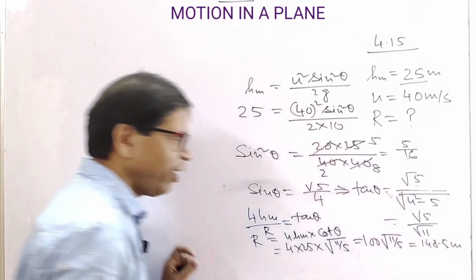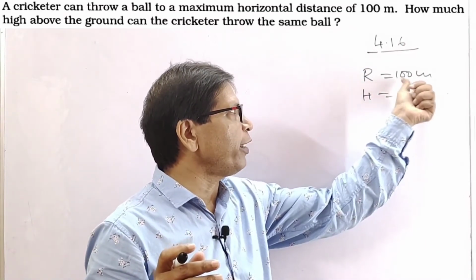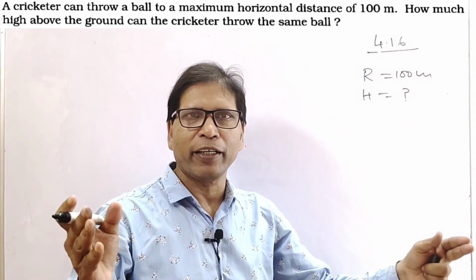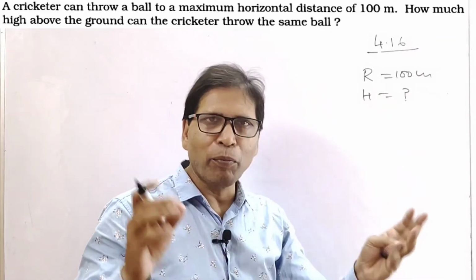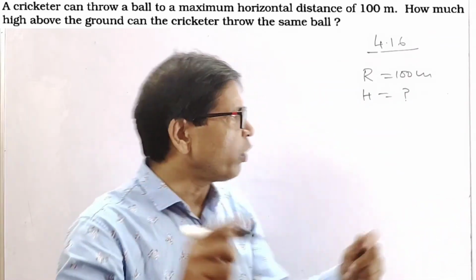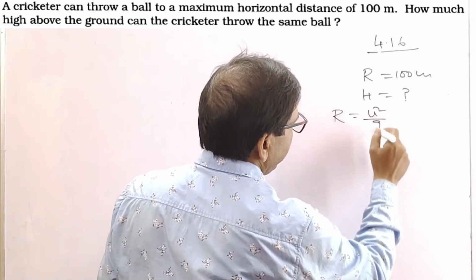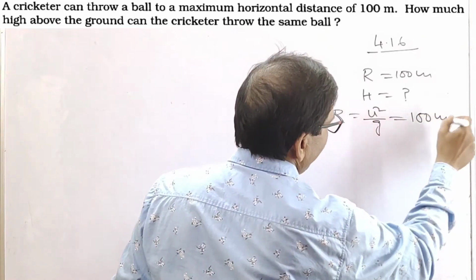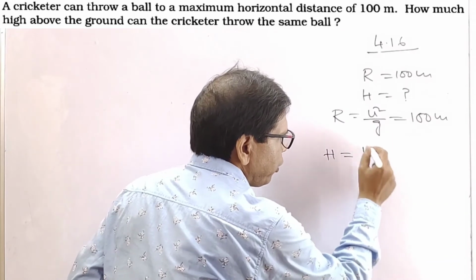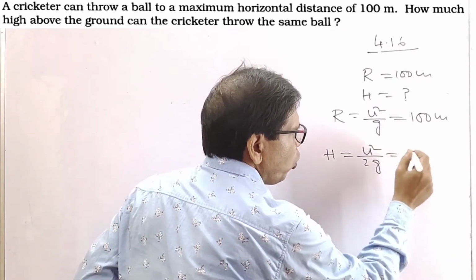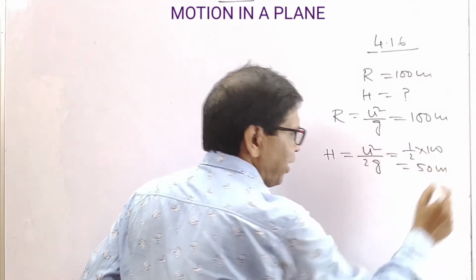148.5 meter. Okay. Now NCERT 4.16: a ball is thrown with a maximum horizontal distance of 100 meter. If we throw it in a vertically upward direction, what height will the ball ascend? Now look at this, the maximum horizontal range is u square by g, and this is 100 meter. Okay. Now we have to calculate the maximum vertical height, this is u square by 2g. So look at this, half into 100, so this is 50 meter.